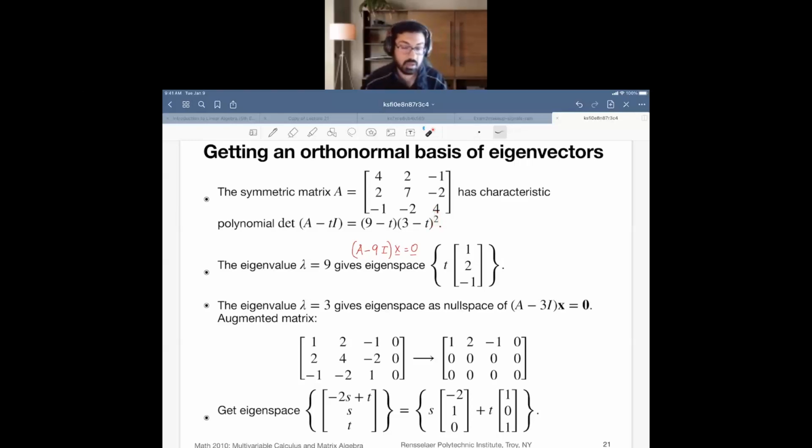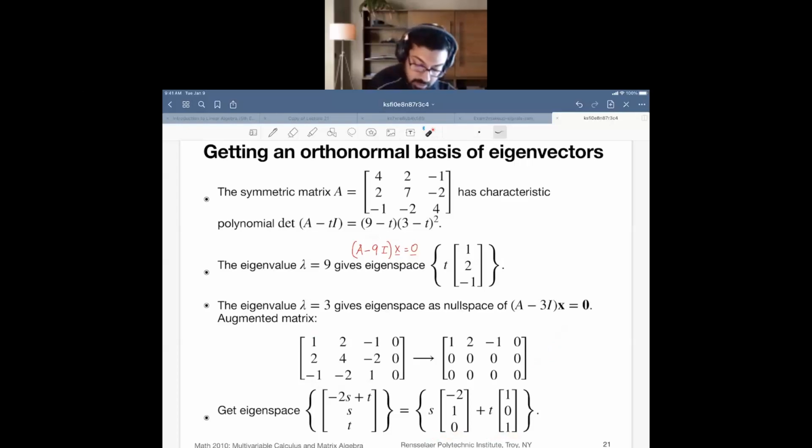Let's take a look at the basis of the null space of A minus 3I. Just as you considered A minus 9I times x equals 0, now for the second lambda, which is 3, you're considering A minus 3I x equals 0. Form the augmented matrix, do the row reductions to get the matrix in row reduced echelon form. From here, you can read off the solution. You will get the eigenspace to be s times some vector plus t times some other vector.